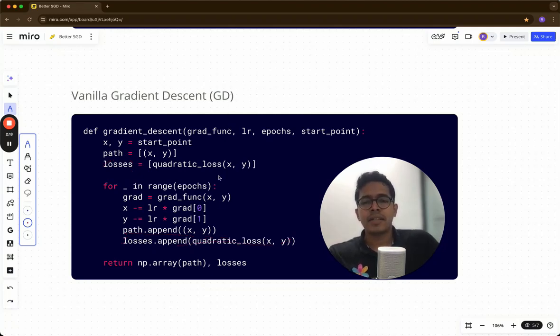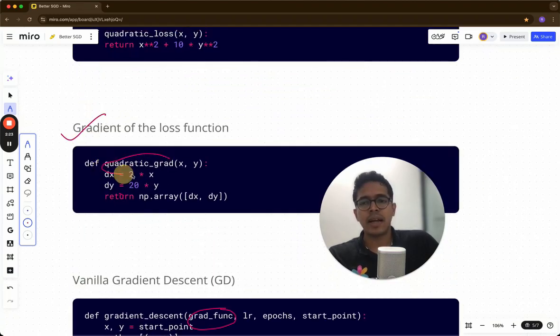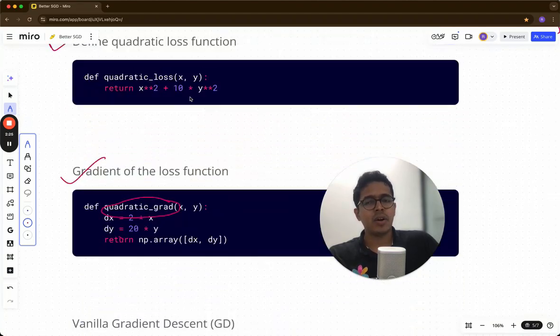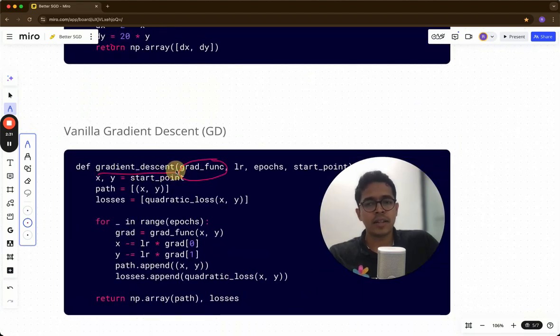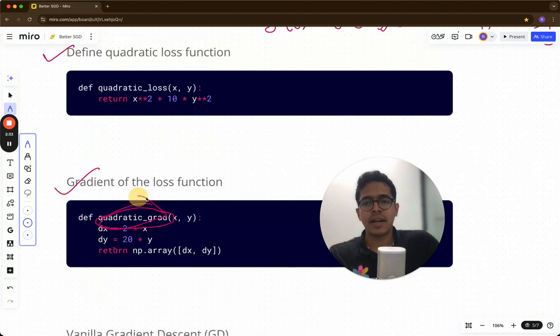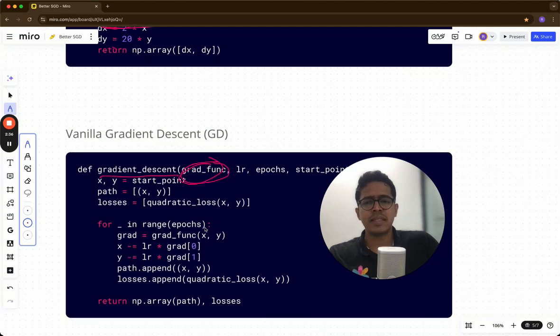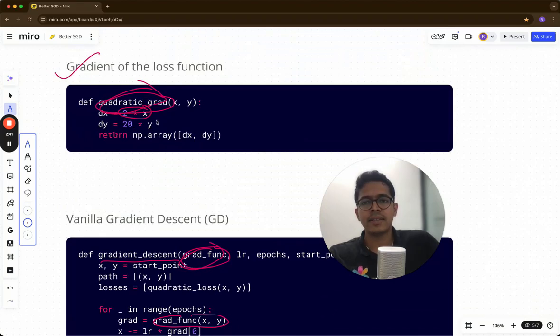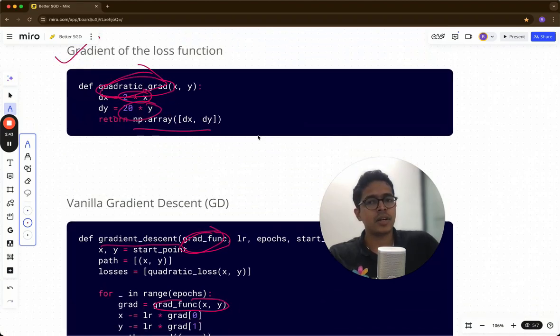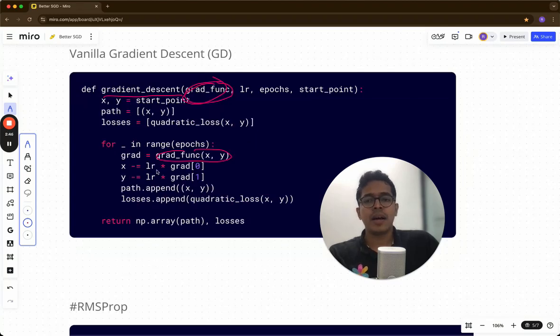And we have a function called grad function. Grad function is nothing but the quadratic gradient, which is the gradient function of this quadratic loss function. We are passing it here wherever we are calling the gradient descent. So basically, when you call grad function with some x comma y, it will return 2x for dx and 20y for dy. So it will be an array consisting of two values. The first value is dou loss by dou x, and the second value, which is grad of 1, will be dou loss by dou y.